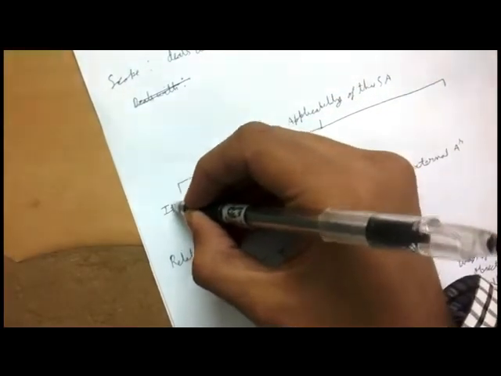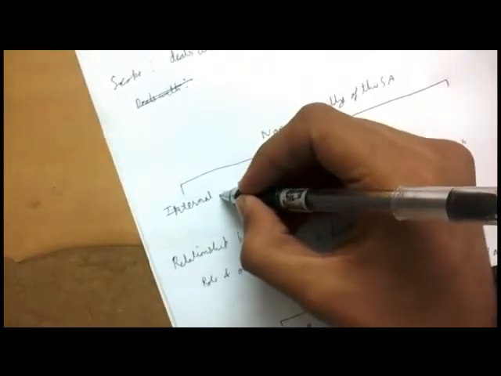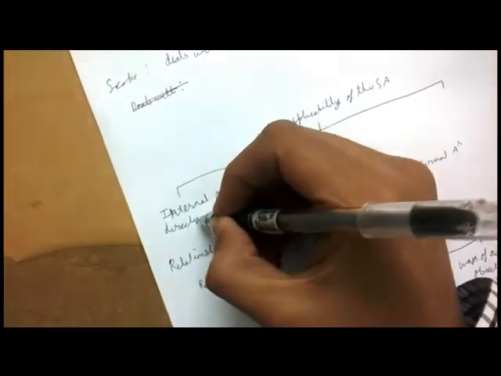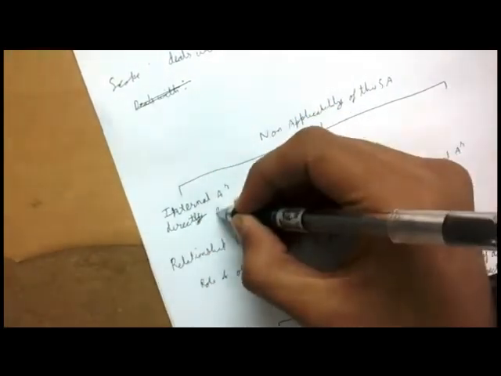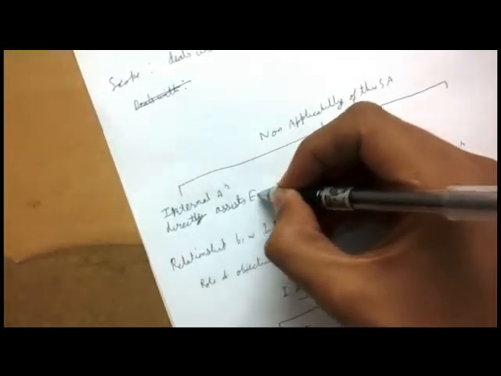So the first instance where this standard won't be applicable is when the internal auditor directly assists the external auditor. This is the first case.